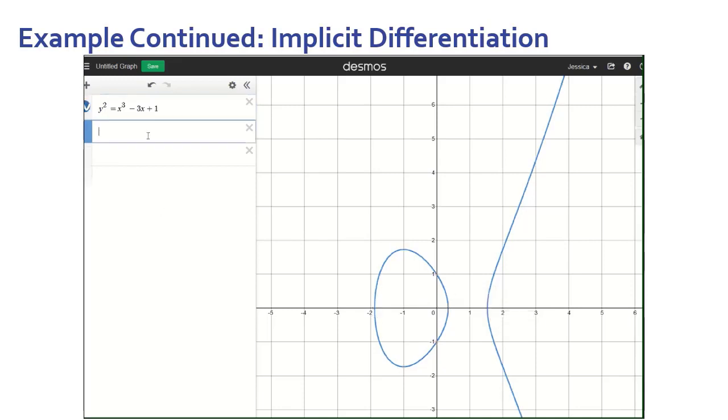The other thing that you can do is set in a second equation where we're solving for when y equals 0. So if I just graph the line y equals 0, I can see where that line y equals 0 intersects the graph y squared equals x cubed minus 3x plus 1. So I'm essentially saying, okay, let's let this equal 0 and see where those two graphs intersect, and that's going to happen at those x values. So that's another way to do it.